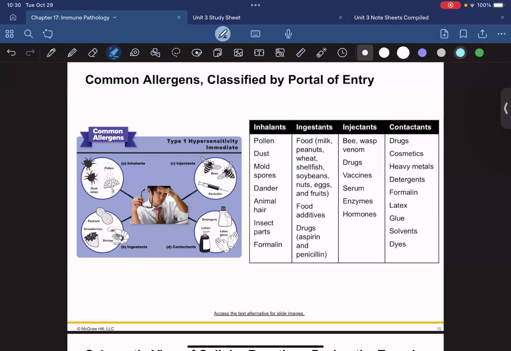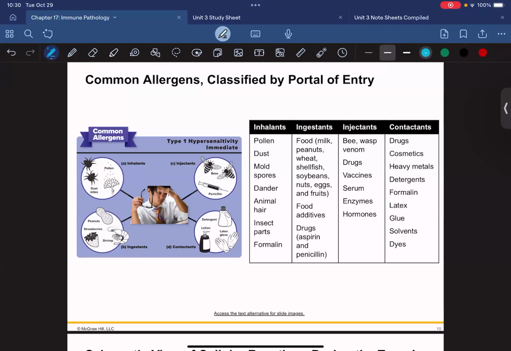allergens, we can classify them. This is easy stuff. Classifying them based on their portal of entry. This is going to be inhalants, ingestants, injectants, and contactants. And you need to know those four. Again, you guys get multiple choice, so that's not too difficult.